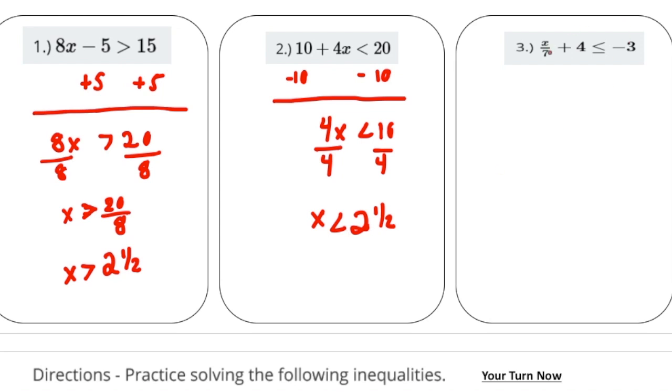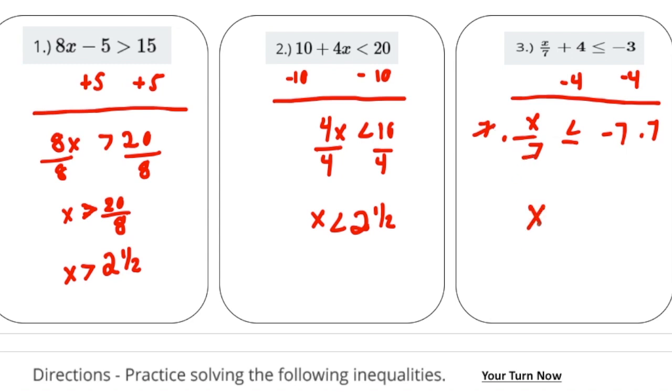Alright, now the final one we have a number divided by 7 plus 4 is less than or equal to -3. So again, same step. We're going to take away 4 from both sides. So now we have a number divided by 7 is less than or equal to -7. Now I'm going to multiply both sides by 7. And when I do that, these 7's cancel out. And we're going to have x is going to be less than or equal to -49. And there's our third answer.